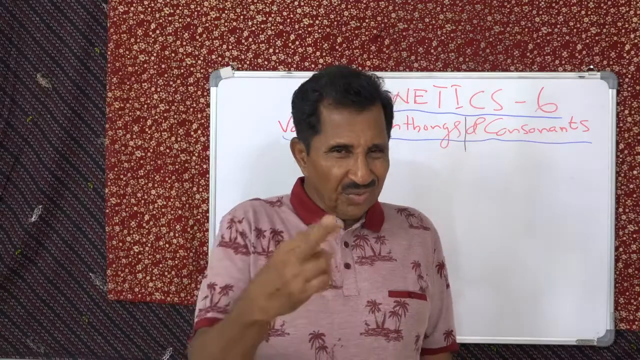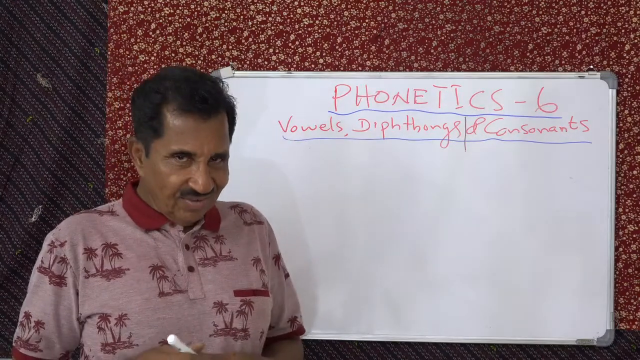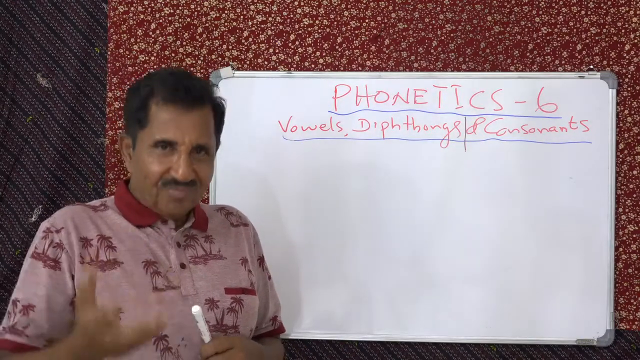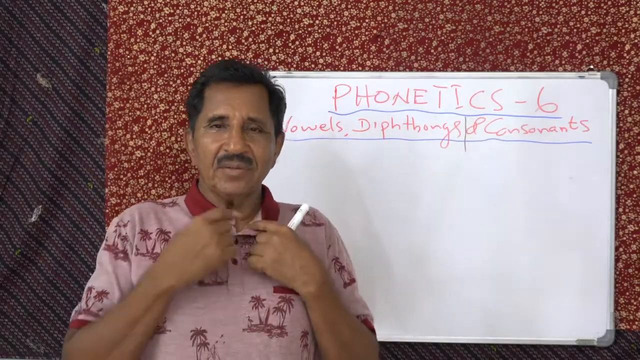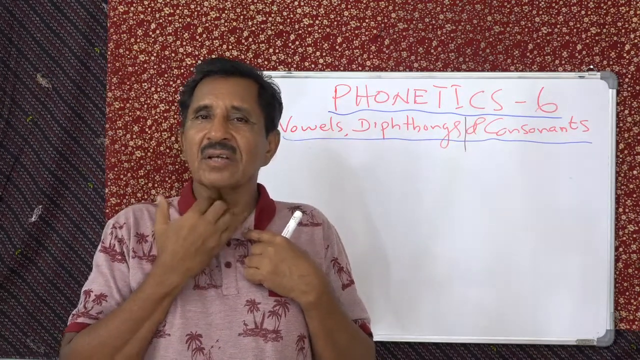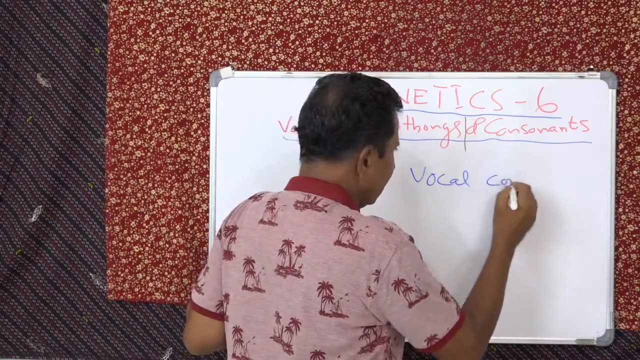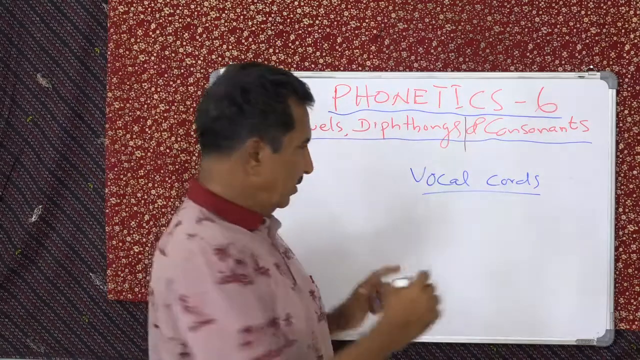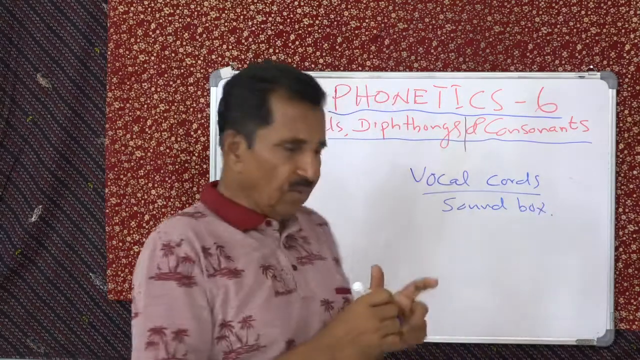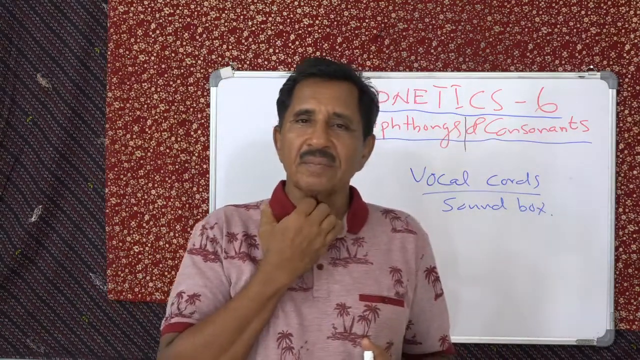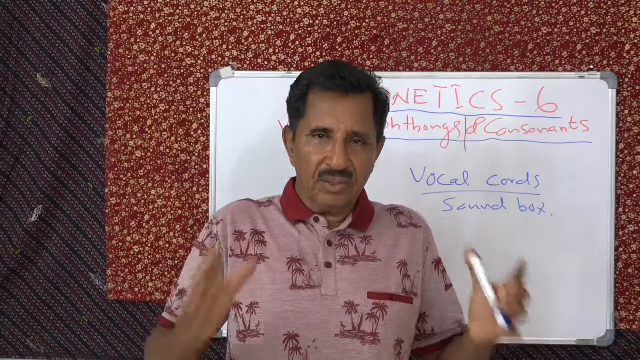Clear? Just two sentences. Okay. Then one more point I must present before you, and that is about the vocal cords. Here you can see the vocal cords. You can feel it. There is a simple sound box. The simple word for that is sound box. Here is the sound box. Now, this sound box, for a good number of speech sounds.